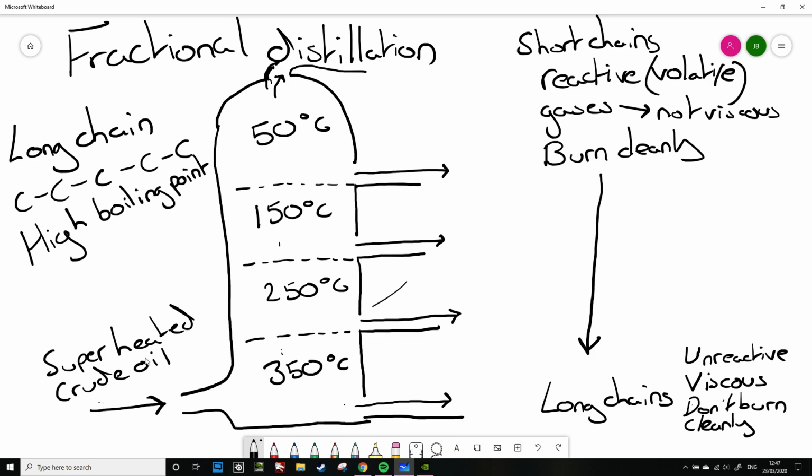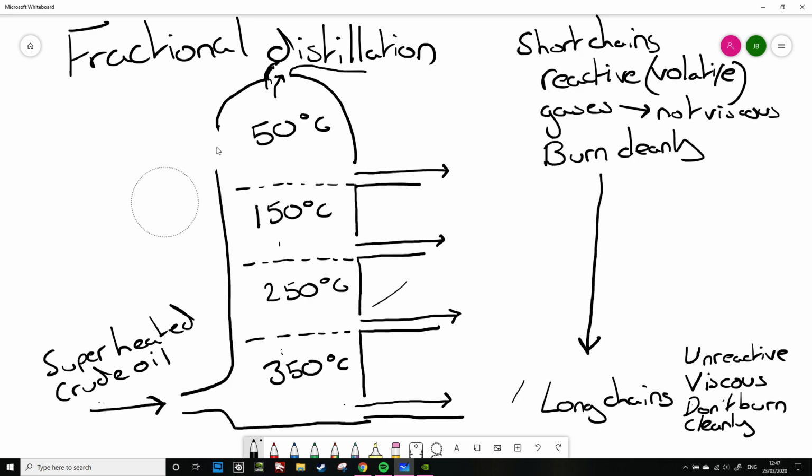Because it's a huge mixture like that, it's not very useful, but ethane and methane are useful in school for gas, petrol is useful for cars, diesel can be useful for trucks and lorries, kerosene is for planes, and bitumen down here is useful for tar, for houses, for roads. Okay, so that is fractional distillation.